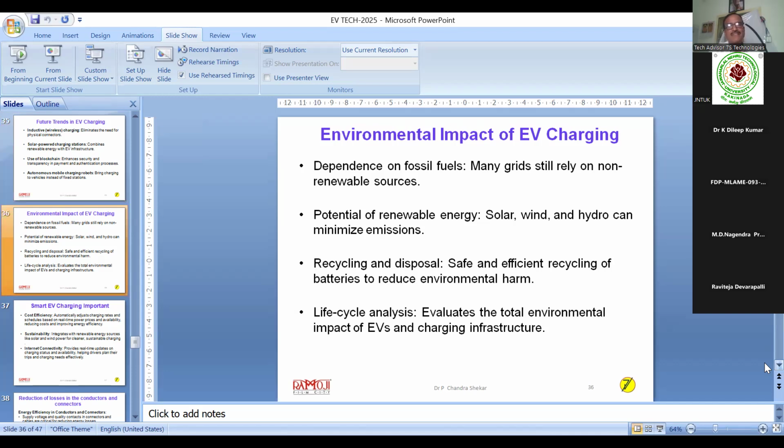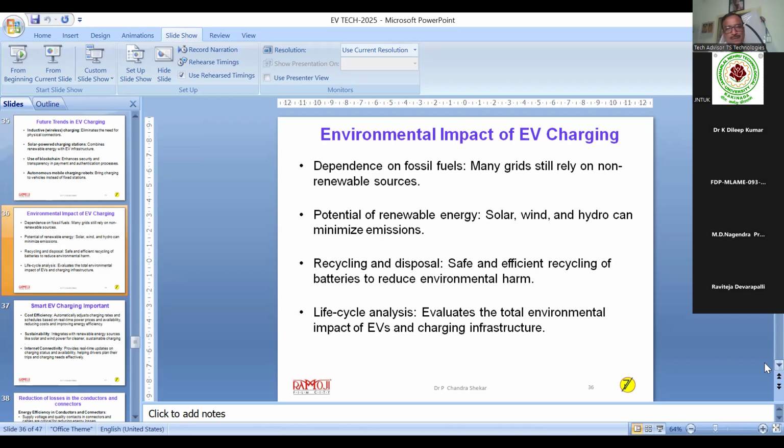Environmental impact of EV charging depends on the fossil fuel. Many grids still rely on non-renewable resources. That is again a problem. The potential of renewable energy, solar, wind, hydro, can minimize these emissions.